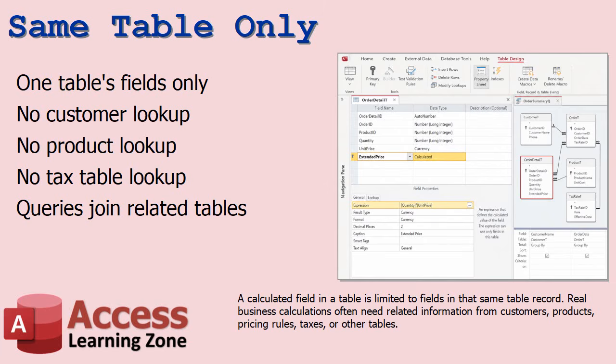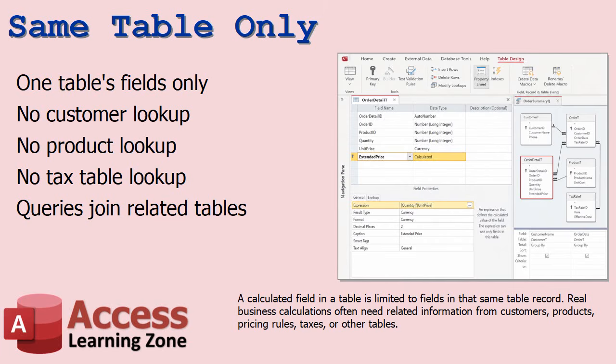Maybe the current price comes from the product table. Maybe a discount comes from a pricing table based on the customer's membership level, right? Maybe a commission depends on the salesperson and the product category. So now you can see how you start to deal with information stored in different related tables, which is exactly what a relational database is supposed to do.